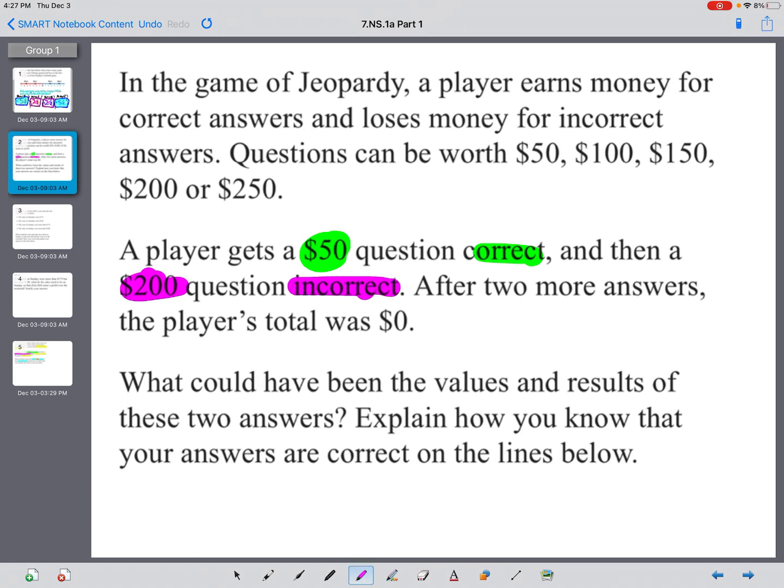After two more answers, the player's total was $0. What could have been the values and the results of the two answers? Explain how you know that your answers are correct.